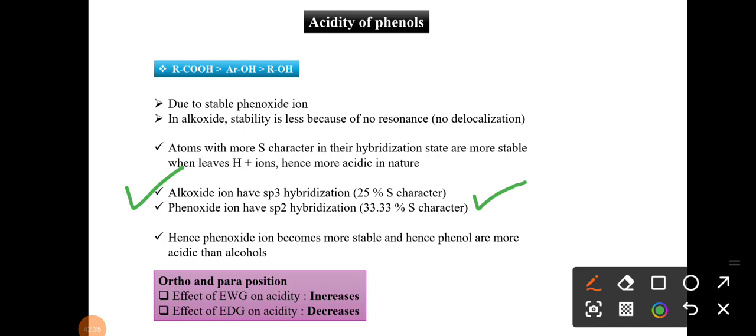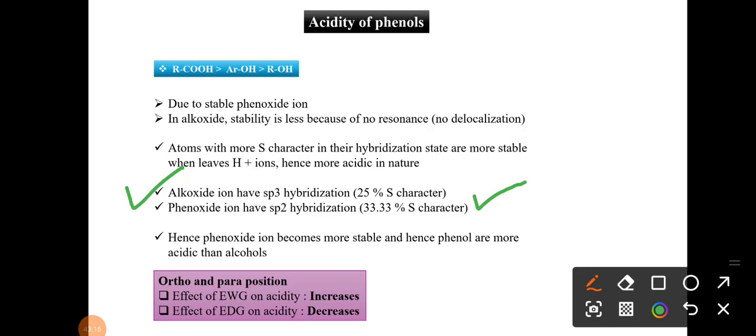Why? Because in alkoxide ion, the oxygen is directly attached to a carbon which is sp3 hybridized. But in phenoxide ion, it is directly attached to the carbon which is sp2 hybridized. In the structure of your phenoxide ion there is an sp2 hybridized carbon. Similarly in alkoxide ion there is an sp3 hybridized carbon. So here we are concluding the s character is more in the phenoxide ion, hence the phenoxide ion becomes more stable and hence phenols are more acidic than alcohols. I hope this is very clear to you guys, the acidity of phenol.